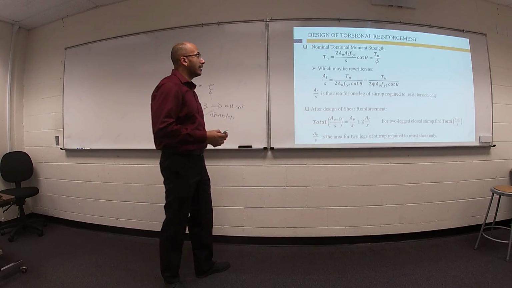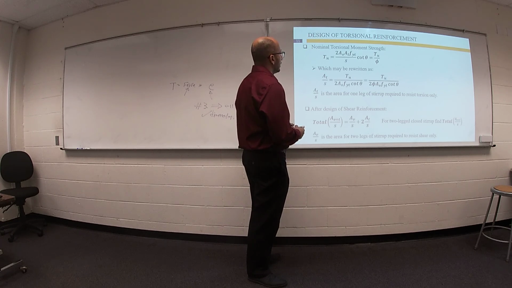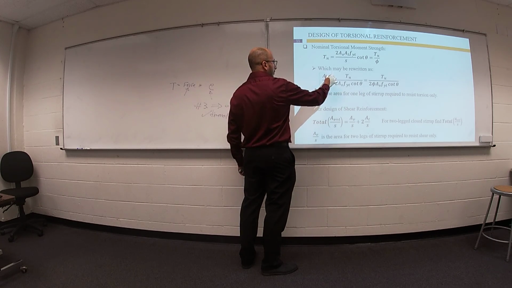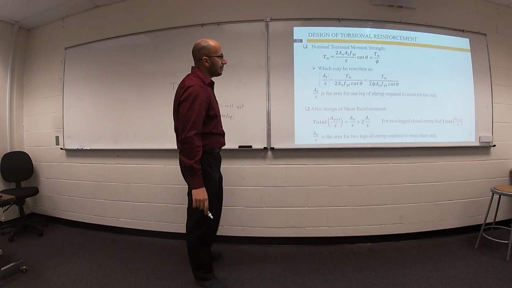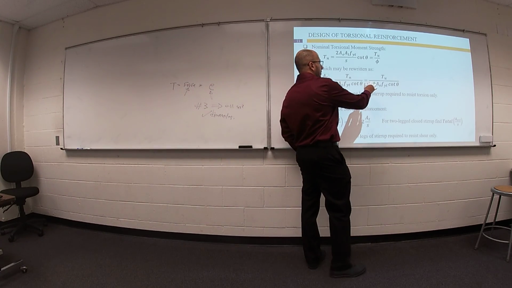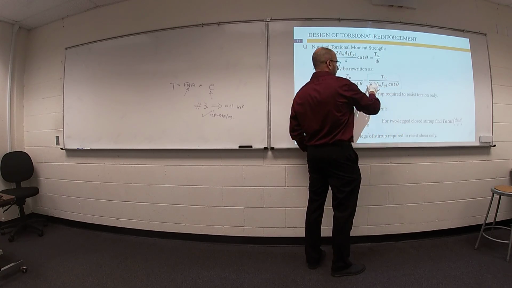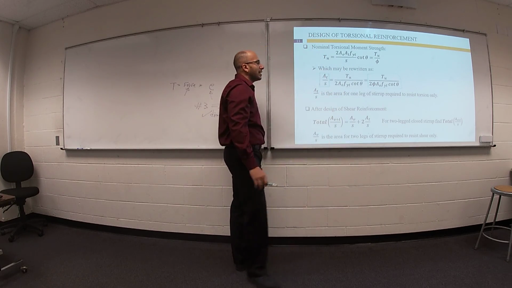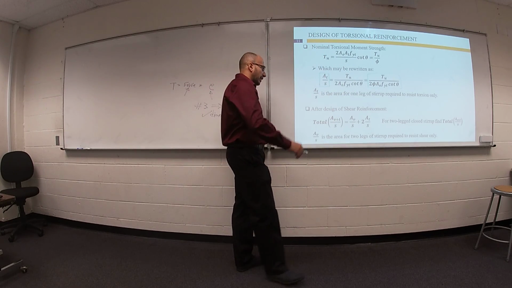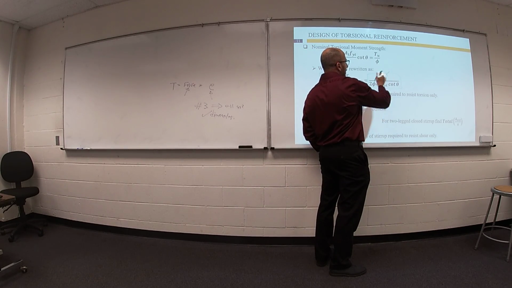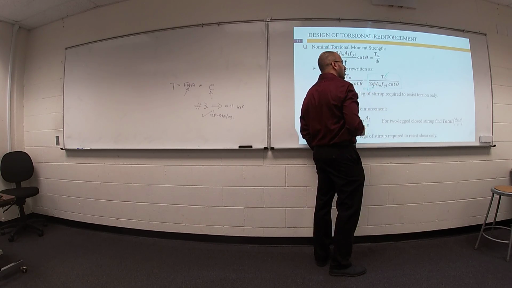Go ahead and calculate this term. AT divided by S equals this term, or this term, that's fine. But I don't need to calculate Tn, which is nominal torsion resistance. Forget it. AT over S equals T ultimate from structure analysis divided by 2 phi, 0.75 for shear and torsion.